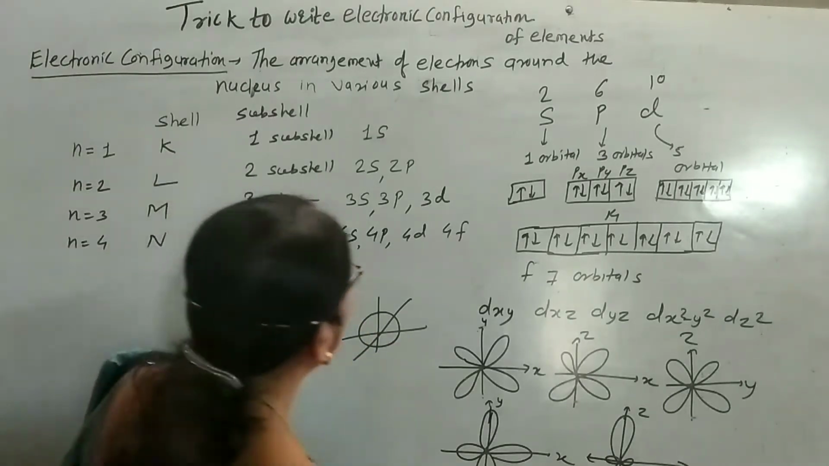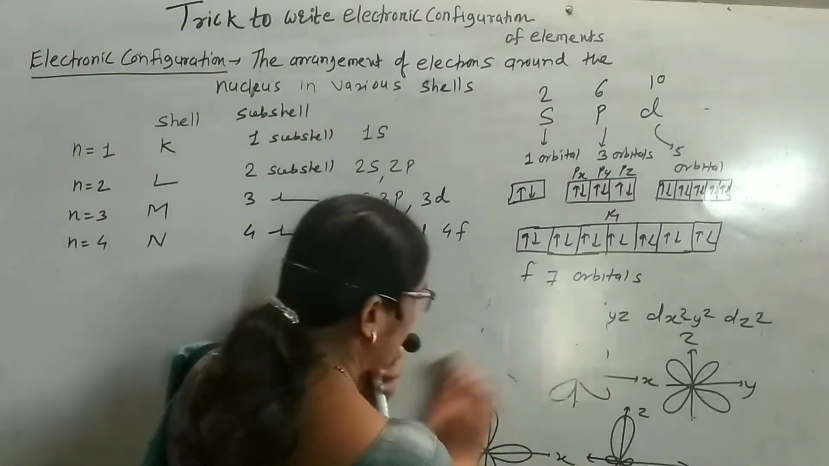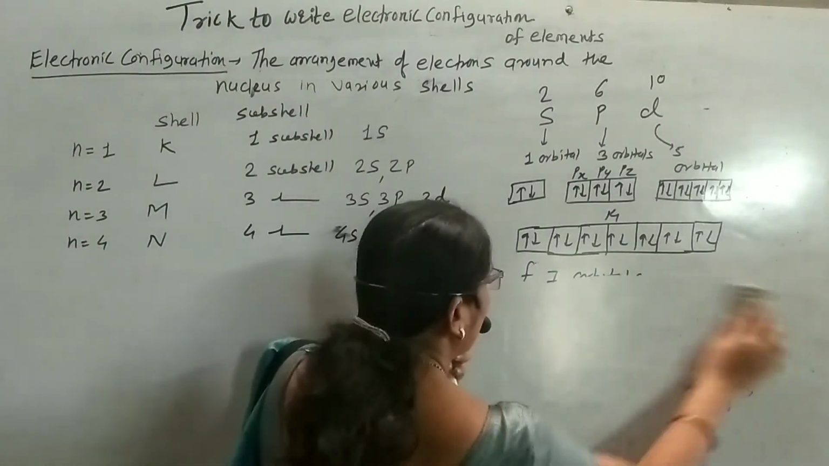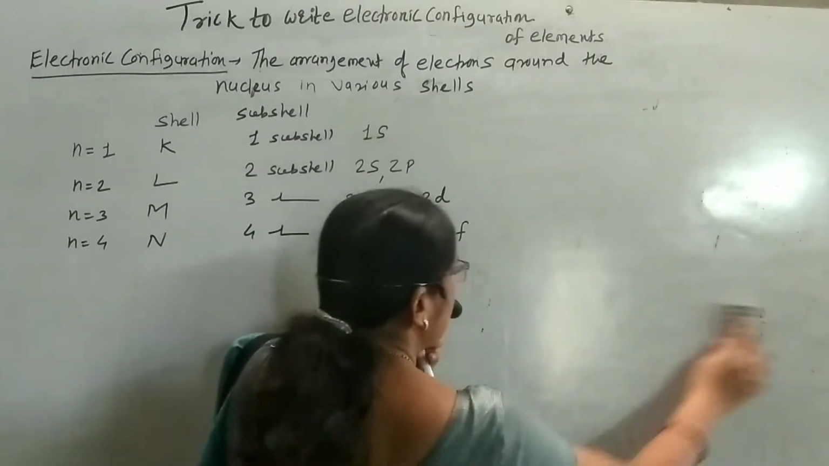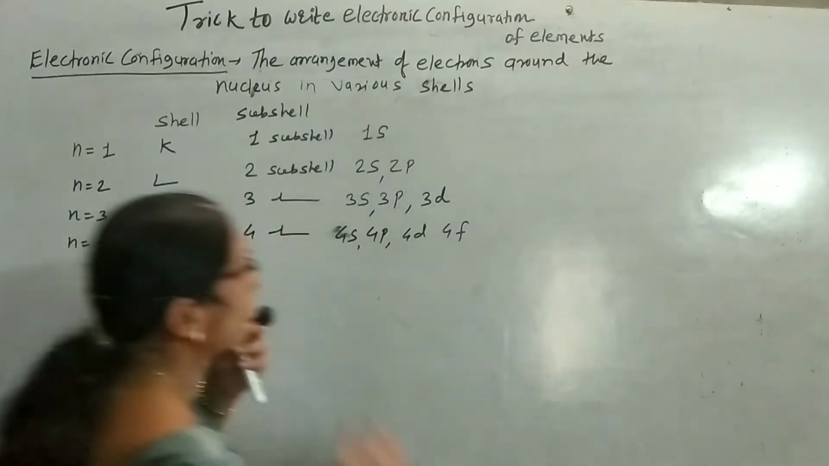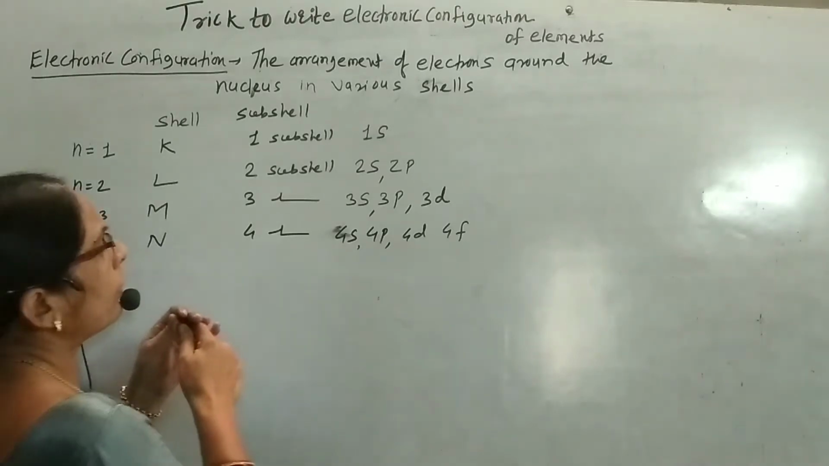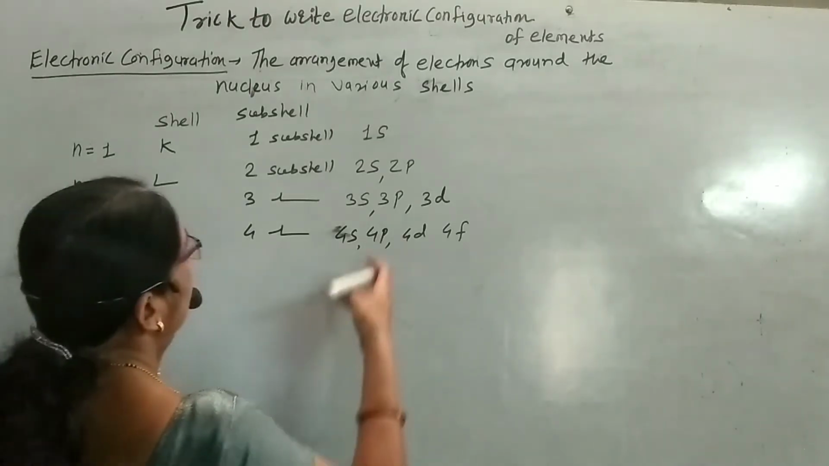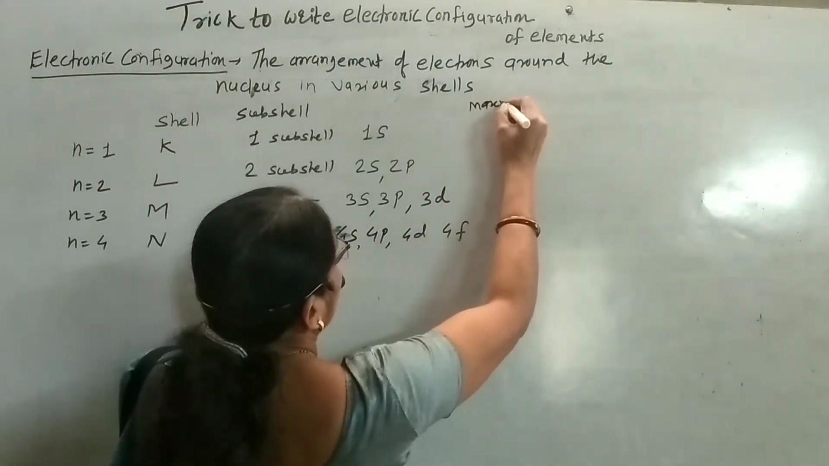Before we consider the electronic configuration, we must know the capacity of electrons to be filled in the corresponding subshells and orbitals. S has only 2 electrons possible here. Now we know that we can find out the maximum number of electrons.